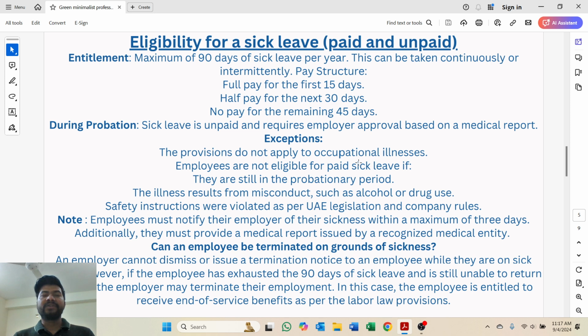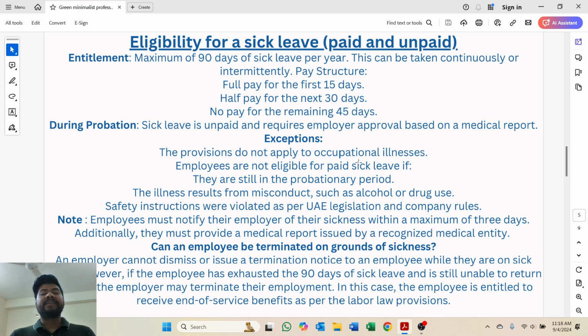Regarding sick leave during the probation period, sick leave is always unpaid and requires the employer's approval based on the medical report. However, there are exceptions. Exceptions mean in the following cases you are not eligible for sick leave.